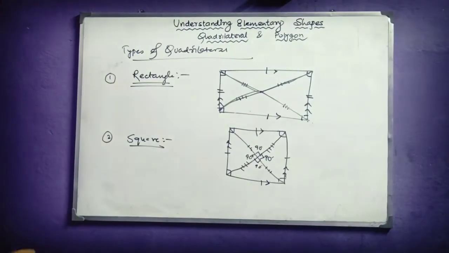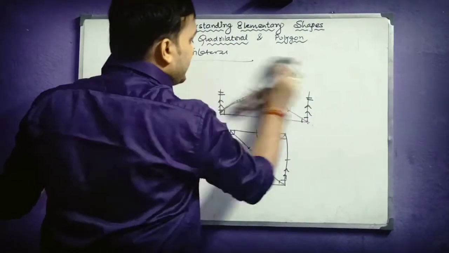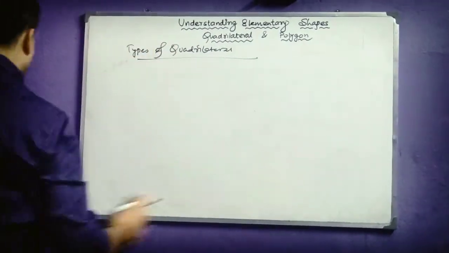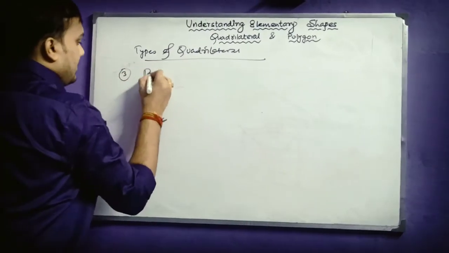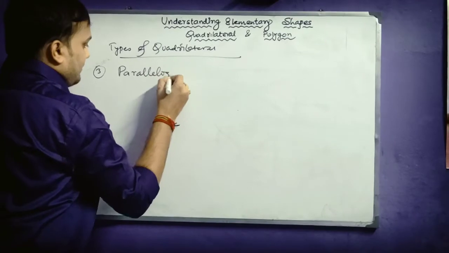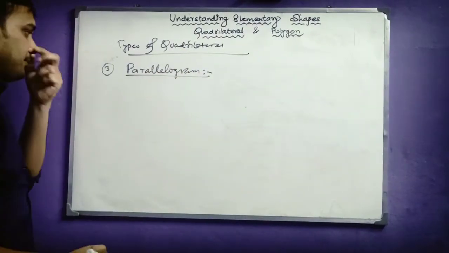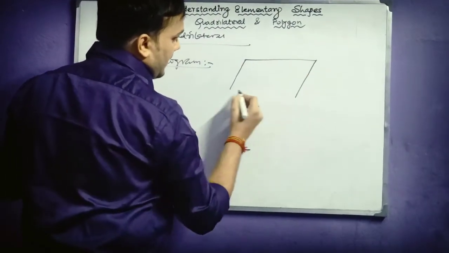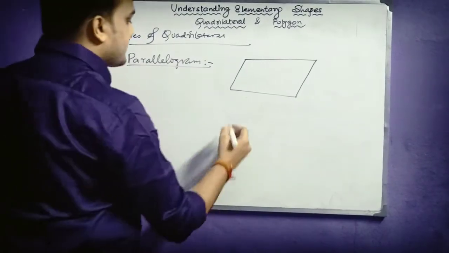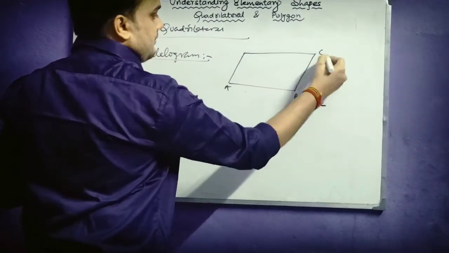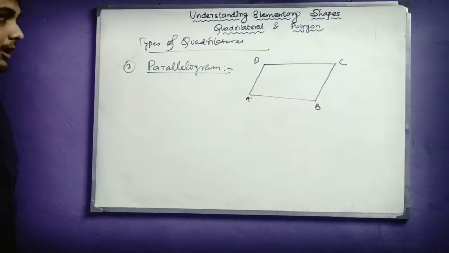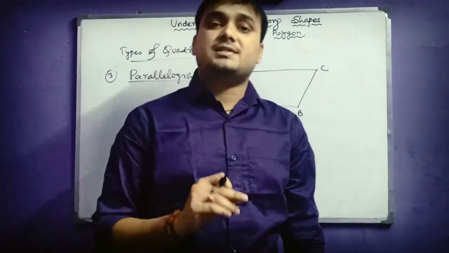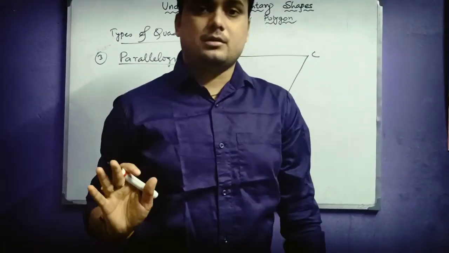Let us move on to the third type of quadrilateral, which is parallelogram. So a normal parallelogram looks like this. Let us give the name. So what are the properties of a parallelogram? Keep in your mind, the most important property of a parallelogram is that opposite sides are equal and parallel. This is the most important thing.